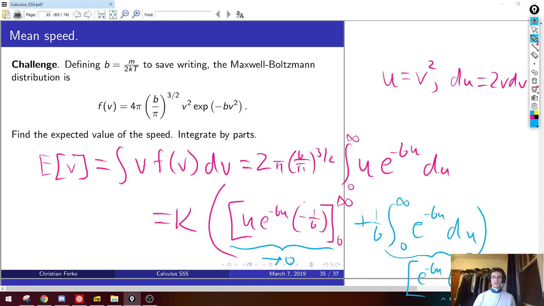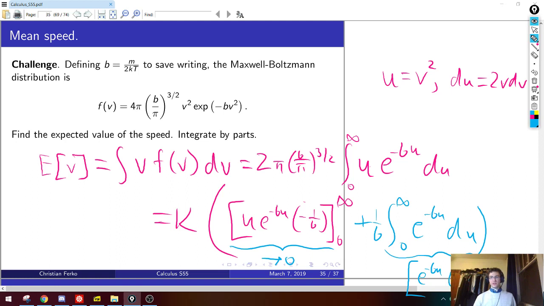What happens at 0? It goes to 1. Wait, no. It goes to e to the negative b. This goes to 1, but we still have the second piece. Right? Okay, that goes to 1, and that goes to infinity. 1 over, I don't know. Or negative infinity. No? I think.